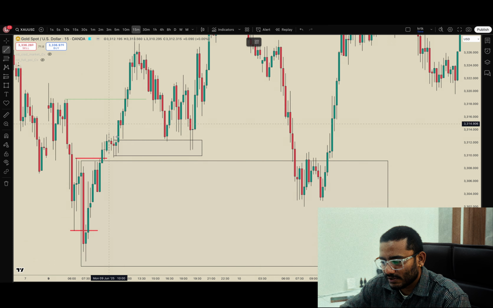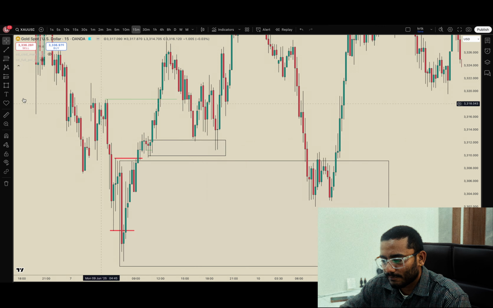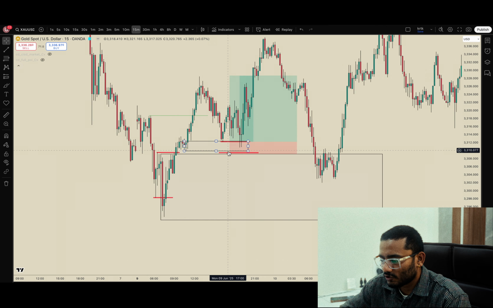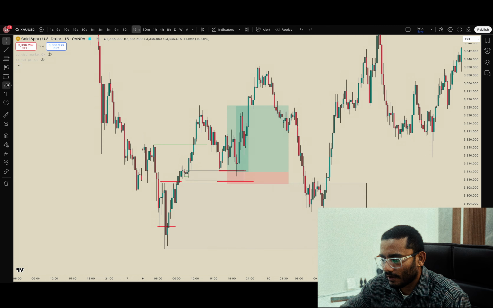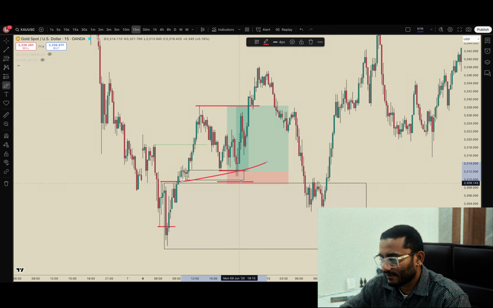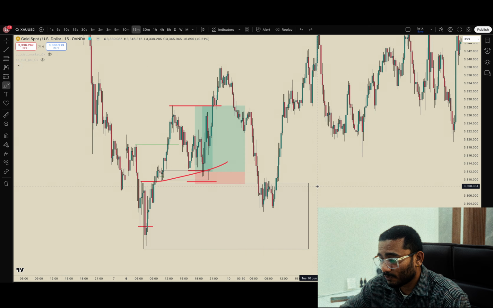Now this FVG, it swept the liquidity from these lows, broke the structure to the upside. Price came. So you can enter over here and stop loss will be below this low. Next high will be your target. And now we know that when this structure is mitigated, it becomes liquidity. So price again comes to the downside and it taps our order block, right? It taps our order block.